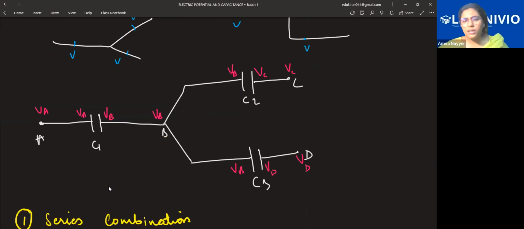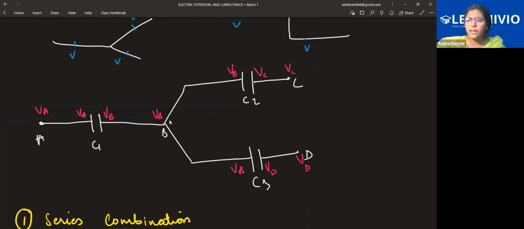VA was the potential that was coming from point A. Now what is happening? Because of the capacitor C1, potential has changed. It was VA on the left hand side of the capacitor. Now on the right hand side, it is VB. So VB will be continued till here.